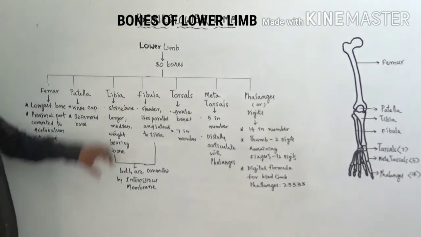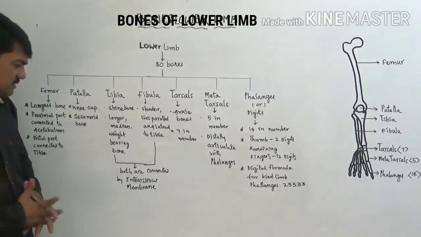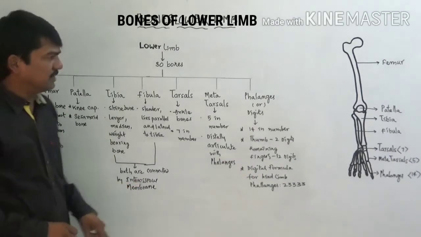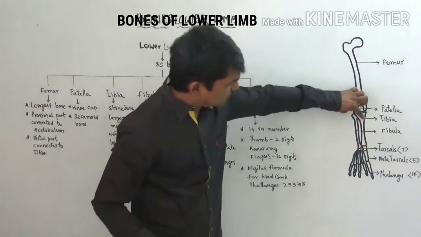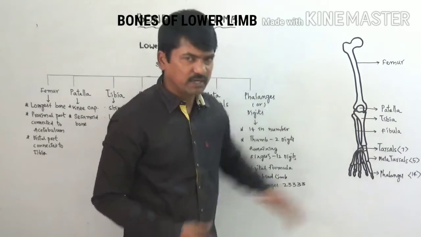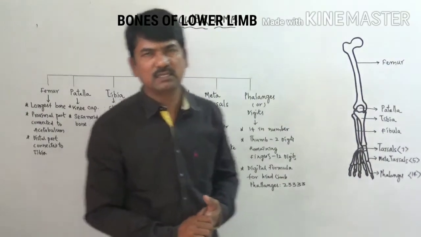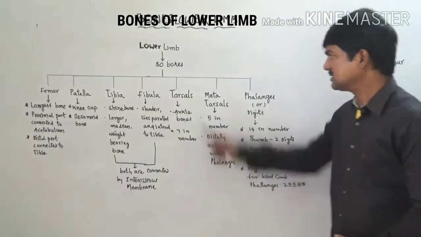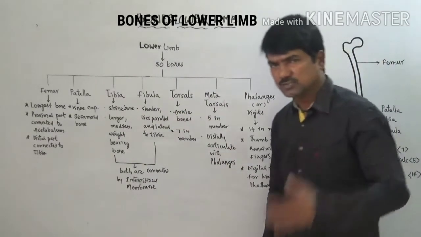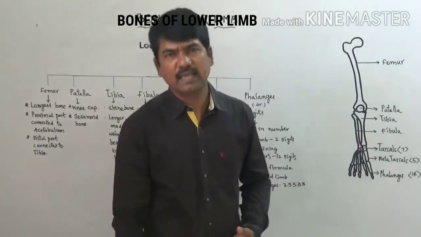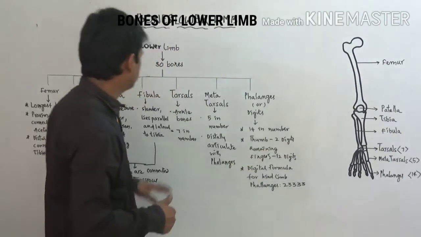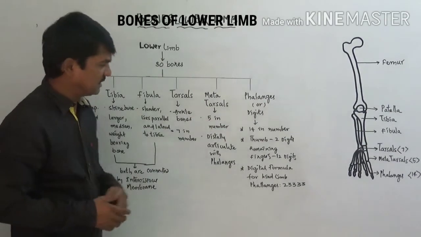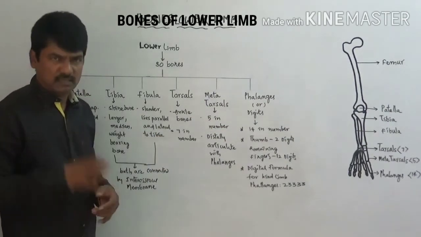And next, these two bones are interconnected by a specific membrane, the interosseous membrane, located between the two bones, tibia and fibula. The membrane is known as the interosseous membrane, which connects the tibia and fibula. Next, tarsals. Tarsals are also known as ankle bones, which form the ankle of the foot. So that is the importance of tarsals. How many tarsals are present in each leg? Here we can identify that there are 7.